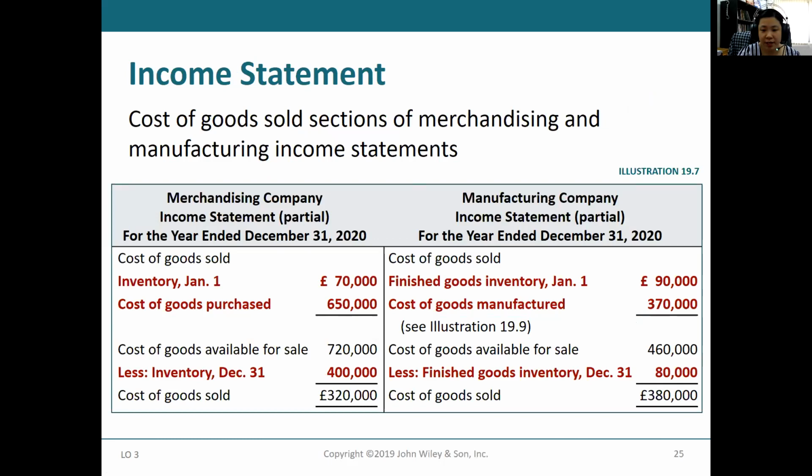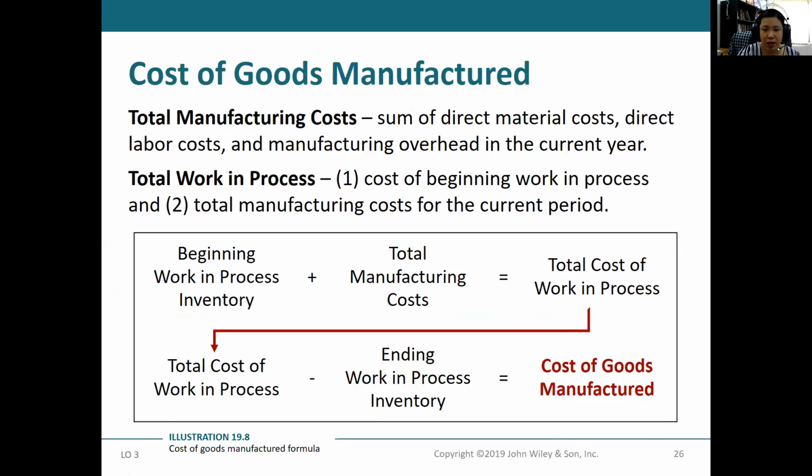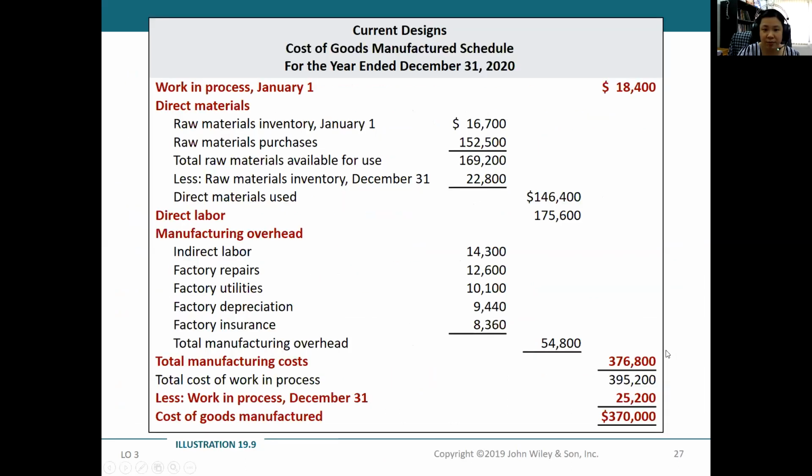And to find the cost of goods sold, we're going to do the same thing. Beginning inventory plus cost of goods manufactured minus ending inventory, and that will give you cost of goods sold. But in a merchandising company, we will add cost of goods purchased minus ending inventory, and that will give you cost of goods sold. Okay. So to find the cost of goods manufactured, we take beginning work in process, add all the manufacturing costs minus ending work in process, and that will give you cost of goods manufactured.